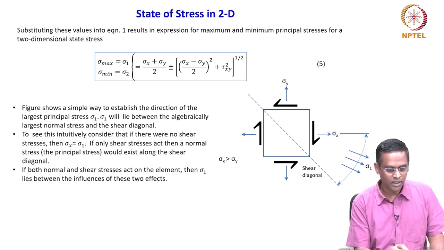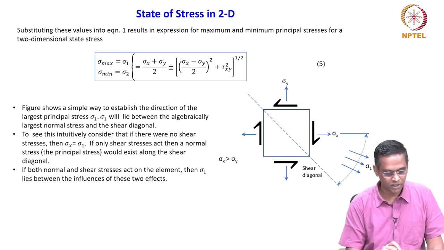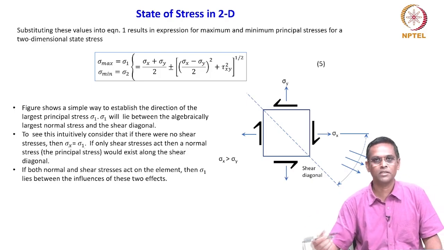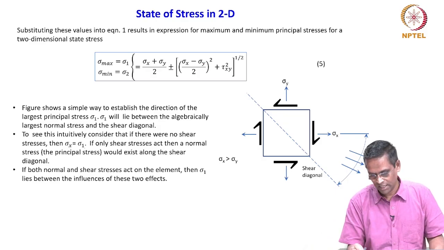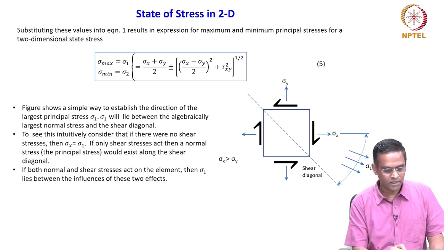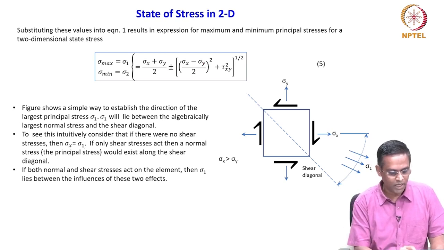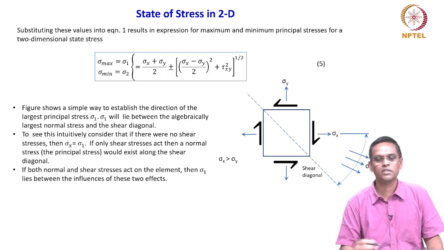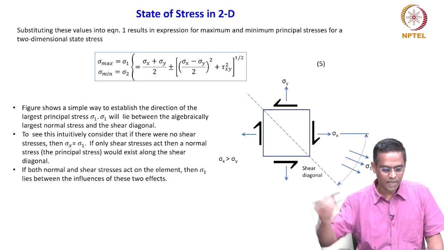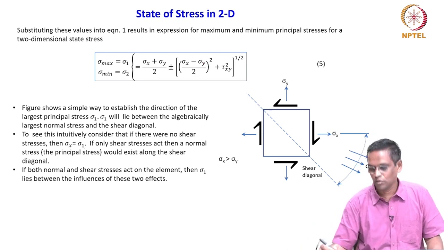To see this intuitively, consider that if there is no shear stress, then sigma x becomes sigma 1. That is what I am saying. Suppose sigma x does not have a shear stress, then it becomes sigma 1. If only shear stress acts, the principal stress would exist along the shear diagonal. If both normal stress and shear stress act on the element, then sigma 1 lies between the influences of these two effects. So, this is a very nice way of looking at it. It has to lie somewhere in between, right.